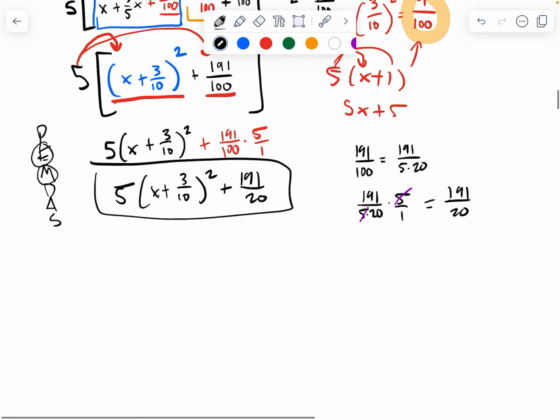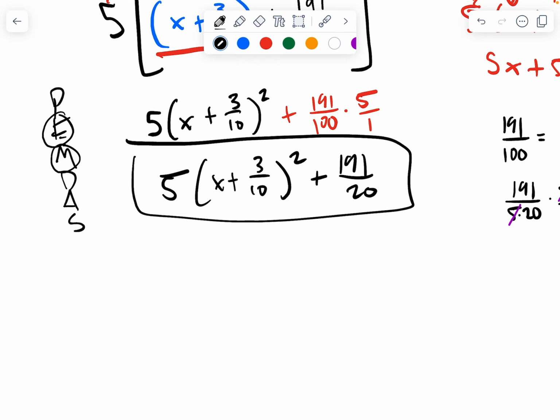Final answer. We have the squared parentheses. Everything's been distributed and simplified as much as possible. That is a completed square.